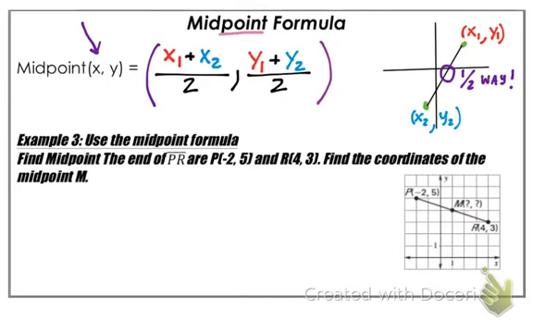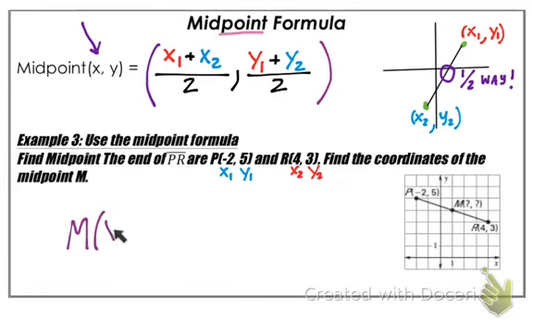Okay, example 3, we have to use the midpoint formula. So we have to find the midpoint where the endpoints of PR are P, which is (-2, 5), and R is (4, 3). We need to find the coordinates of the midpoint. It is very, very important that you write down the midpoint formula and you substitute in everything 100% accurately. So the first thing we want to do is label our points. So for P, we're going to label that -2 as x sub 1 and 5 is y sub 1. So -2 is x sub 1, 5 is y sub 1. And R is going to be x sub 2, y sub 2.